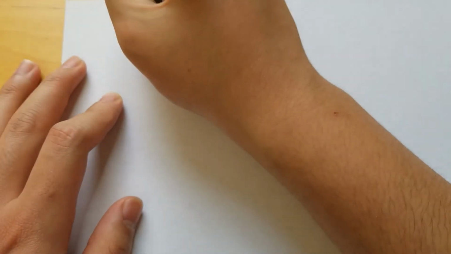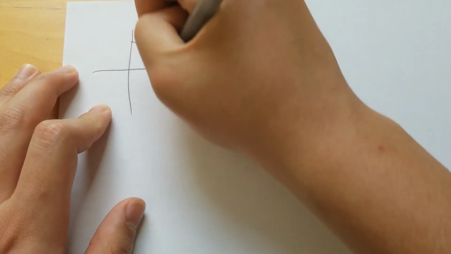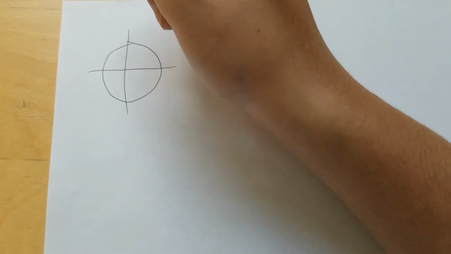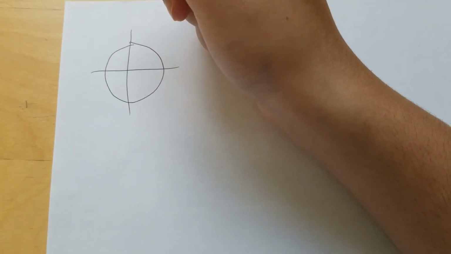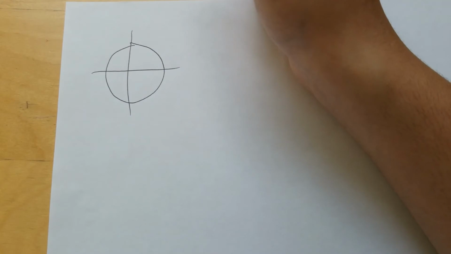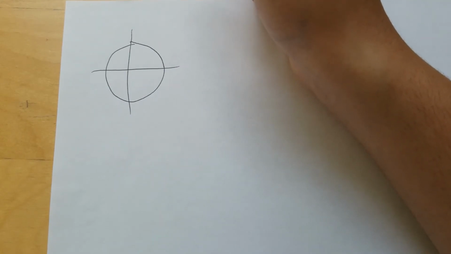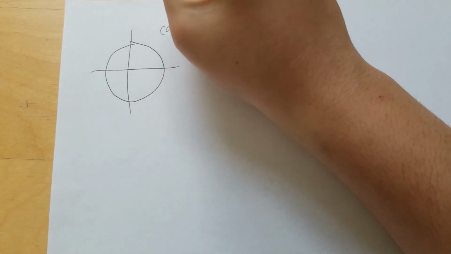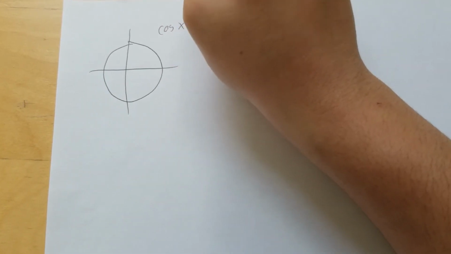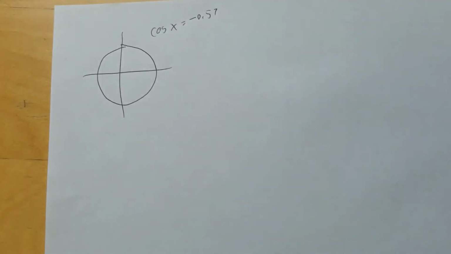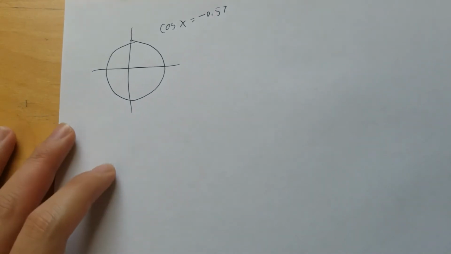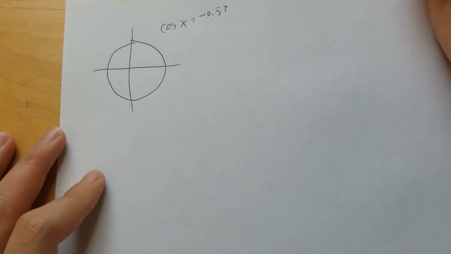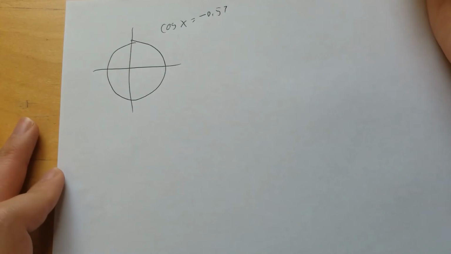Let's move on. Let's do a little example. So let's say, once again, you have a unit circle. Use the unit circle below and the calculator to find the two solutions to the nearest degree between 0 degrees and 360 degrees of the trig equation cosine x equals negative 0.57. Okay, so once again, repeat your procedure. Try this out for yourselves.